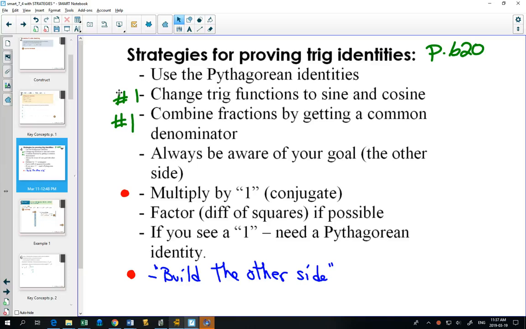And I am going to put, since these ones are the same, a green asterisk beside those ones, because if you use the number 1 strategy and you get stuck, it most likely means you have to either factor or build the other side to finish your proof.